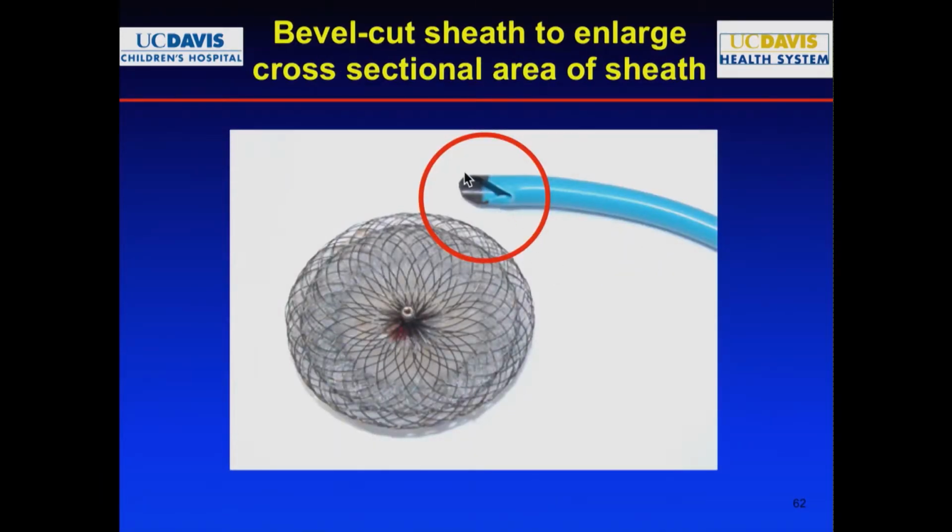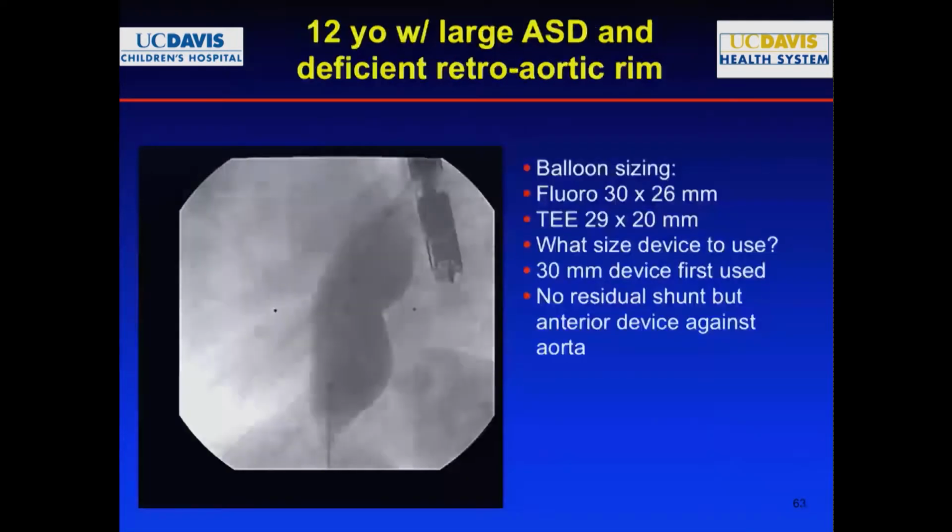What we did was that we made a bevel cut along the edge so that now this is the cross-sectional area of the sheath. By making a bevel cut, you actually create a much larger opening for the device to come in. So typically, by just making a little cut, you can increase the size to allow this device to come in. So you do that ahead of time. Nice little trick to have in case you run into trouble.